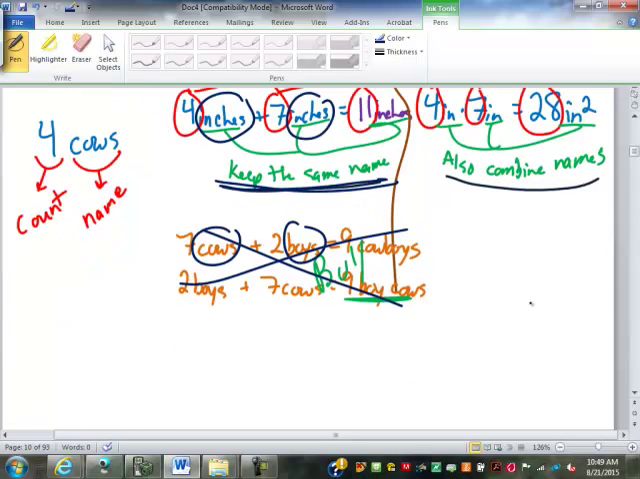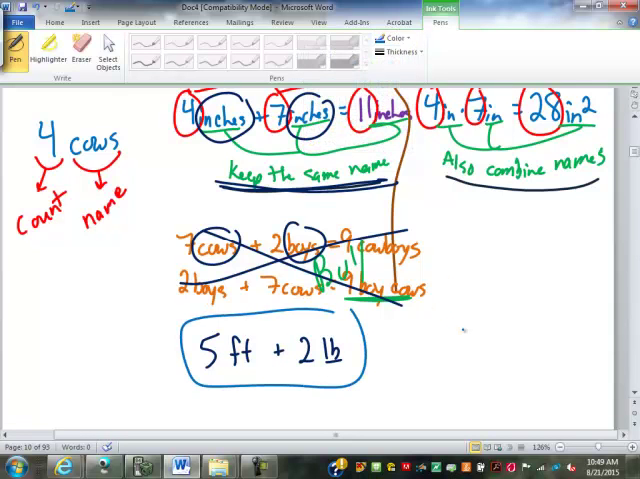On a little bit more serious note, we might have a measurement like 5 feet plus 2 pounds. What are we going to get? Well, trick question. 5 feet and 2 pounds. They have different names, feet and pounds, so we cannot combine those with addition or with subtraction.